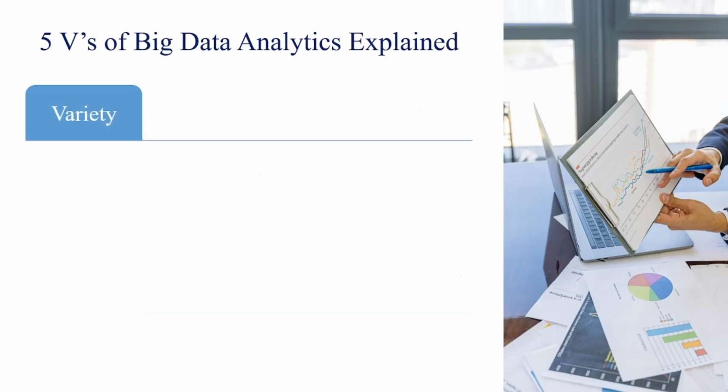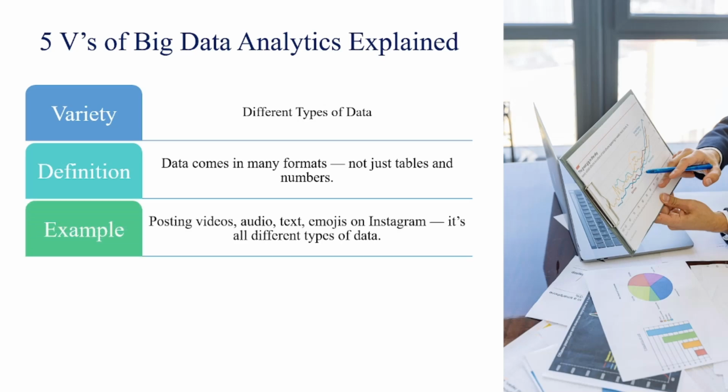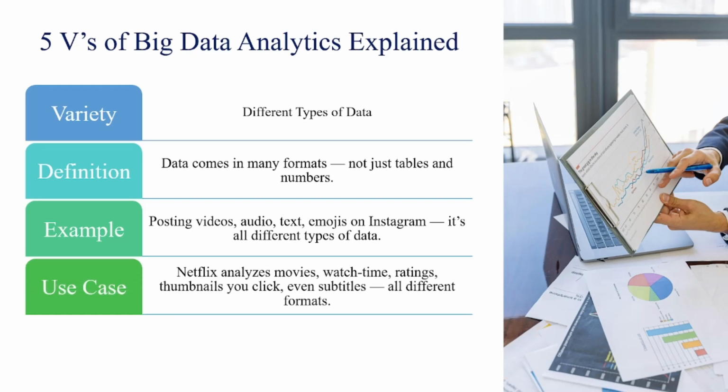Third is variety. Data comes in many formats, not just tables and numbers. For instance, structured data viewed as tables, Excel sheets, semi-structured viewed as JSON, XML, weblogs, unstructured viewed as images, videos, emails, social media posts. For example, posting videos, audio, text, emojis on Instagram, it's all different types of data.